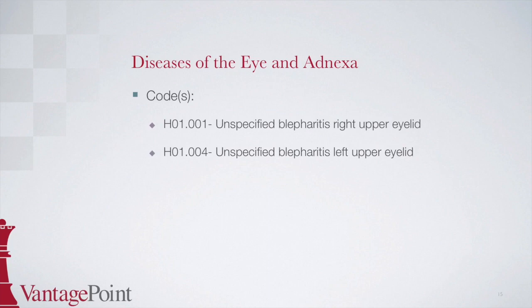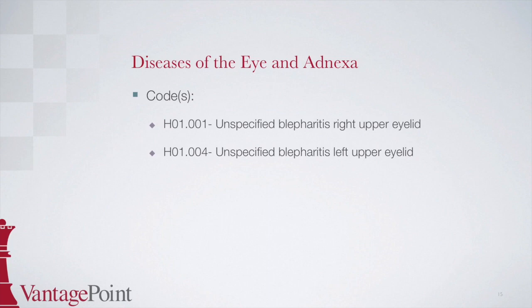The first code is H01.001, unspecified blepharitis right upper eyelid. You would start by looking up blepharitis in the alphabetic index, which has the term non-ulcerative listed next to it in parentheses as a non-essential modifier. The next term to look for is right or left, as the patient has this condition bilaterally.